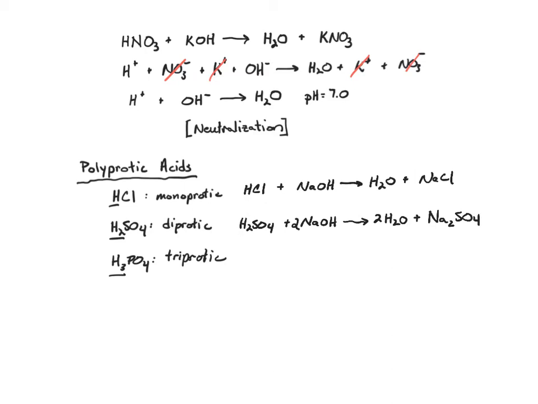If we have a triprotic acid like phosphoric acid, it's going to require 3 moles of the base, producing 3 moles of water, plus Na3PO4, sodium phosphate.